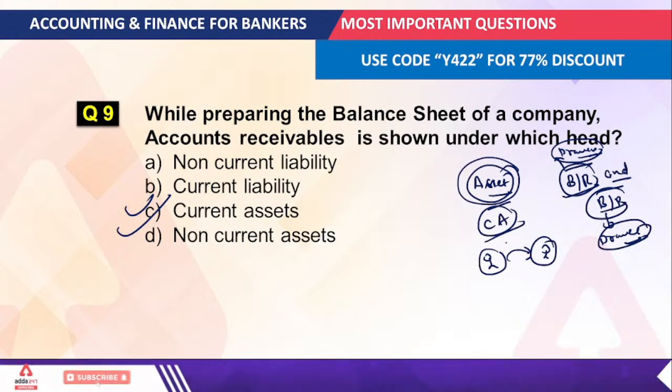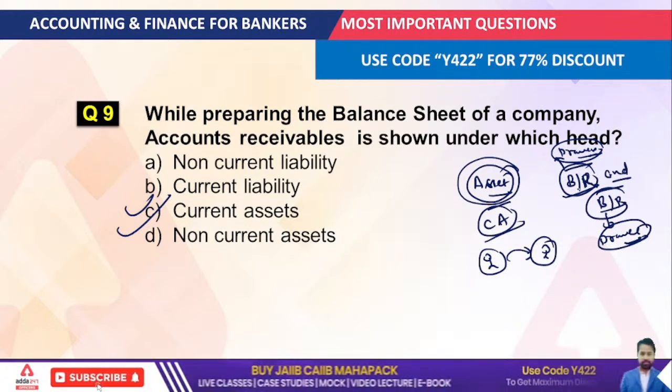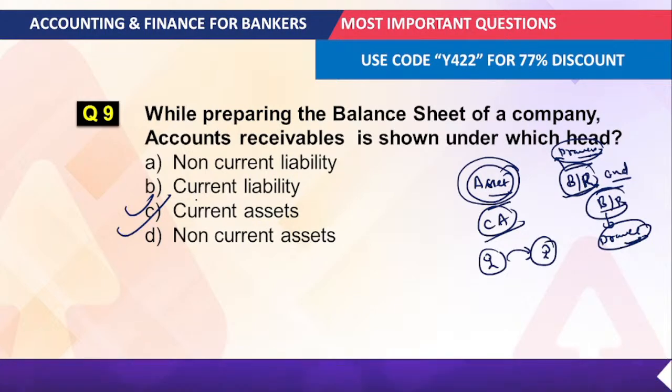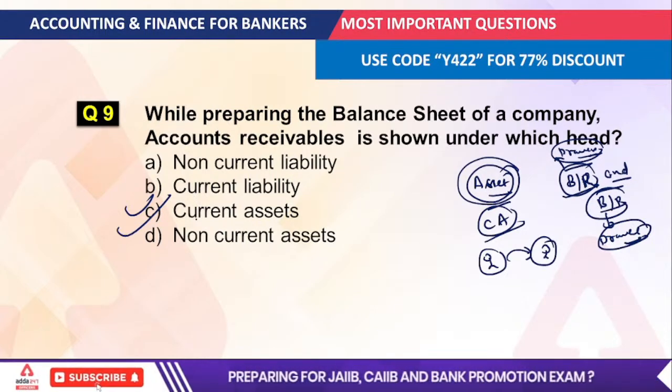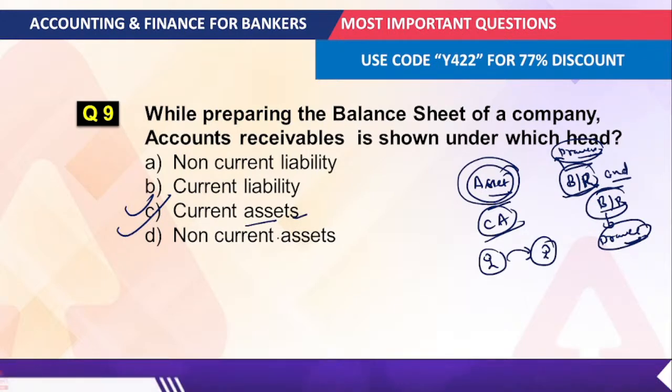So the same bill of exchange is considered a bill receivable for the drawer and a bill payable for the drawee. In that scenario, while preparing the balance sheet of a company, accounts receivable is shown under which head? The correct answer of this would be the current asset. That would be your correct answer.